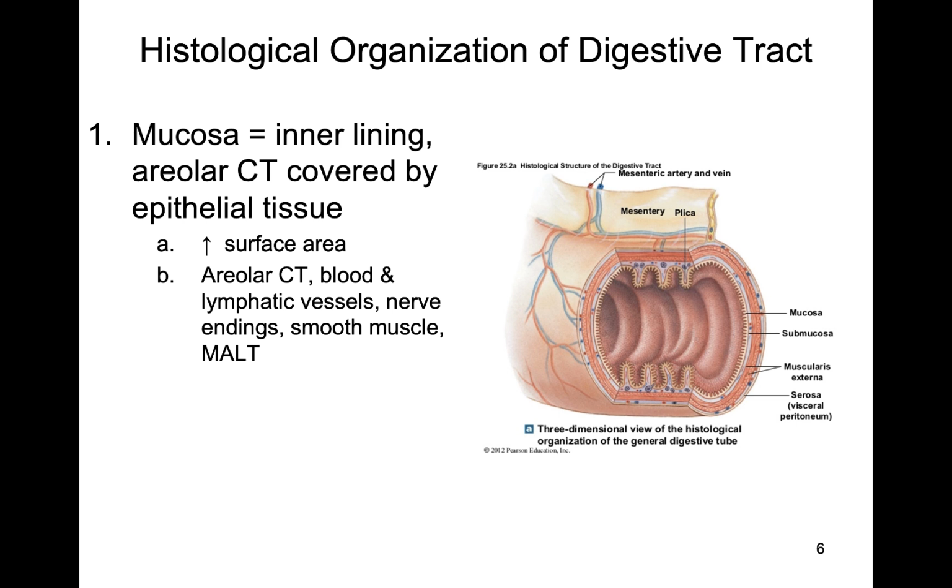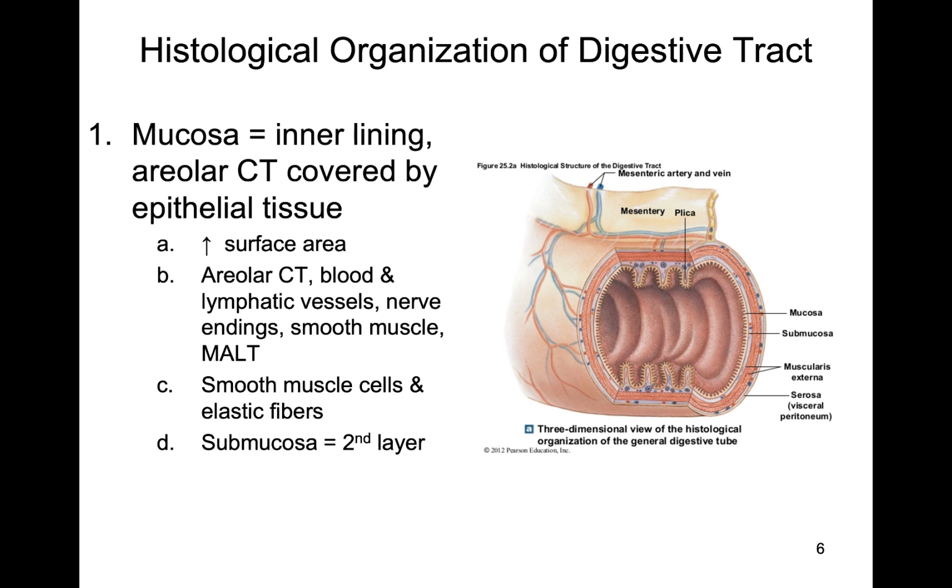This mucosa layer is the most complicated of all three layers. You can say it's folded into finger-like projections, and these projections have villi, which is going to again increase the surface area. And then there's smooth muscle that is going to constrict and move things along, and also some elastic fibers.